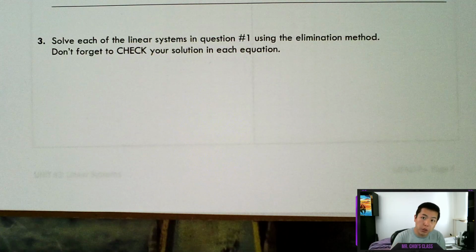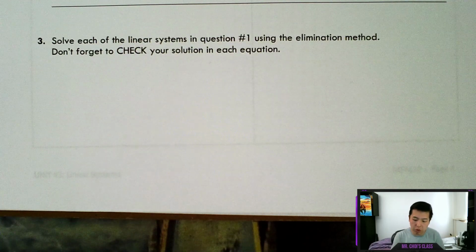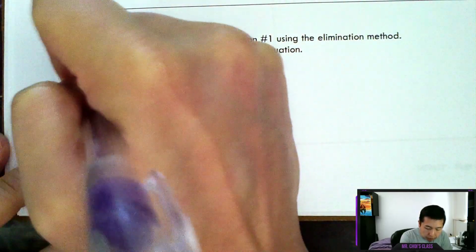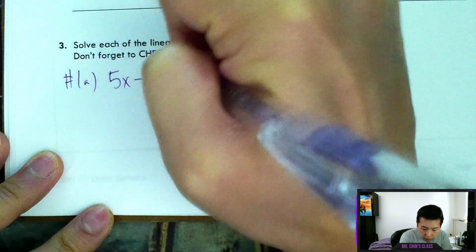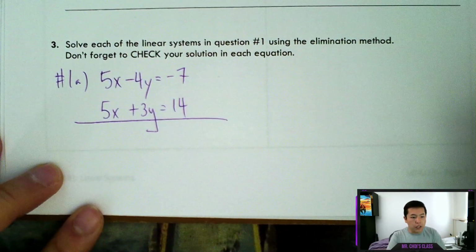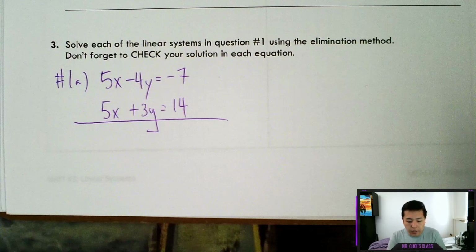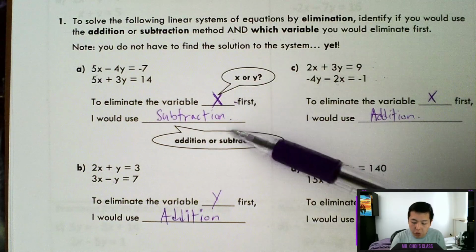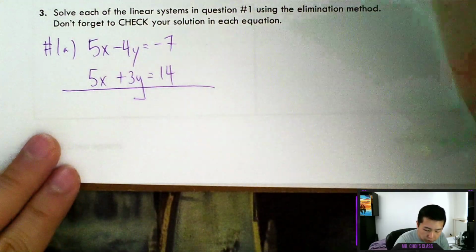Don't forget to check your solution in each equation. All right, so let's do that. We have to solve each of the linear systems, but we're only going to solve one. So let's do number 1a at the top. That one is 5x minus 4y equals negative 7, and 5x plus 3y equals 14. For question 1a, we said we're going to get rid of x first, and we're going to use subtraction.